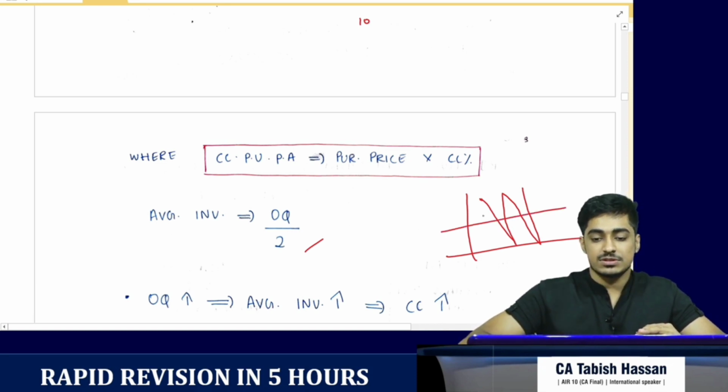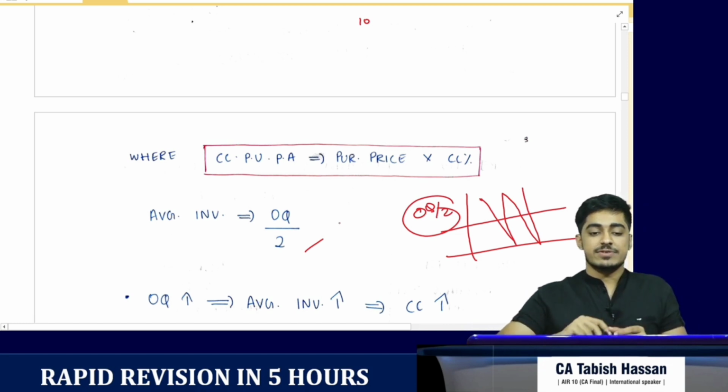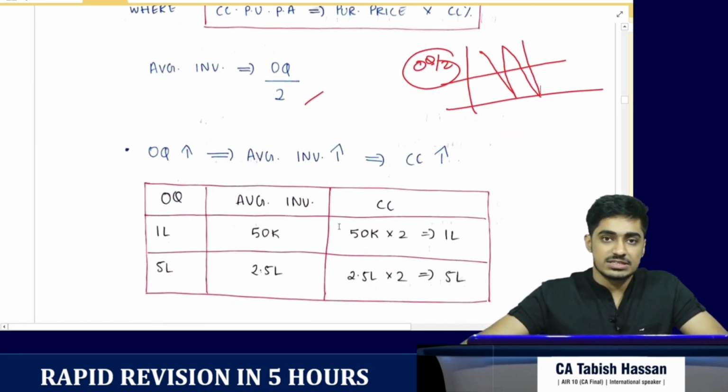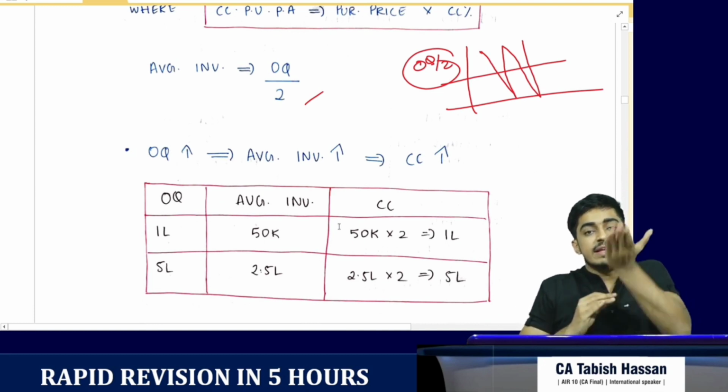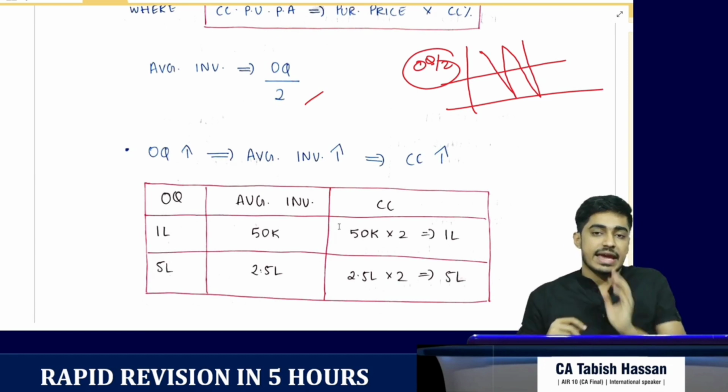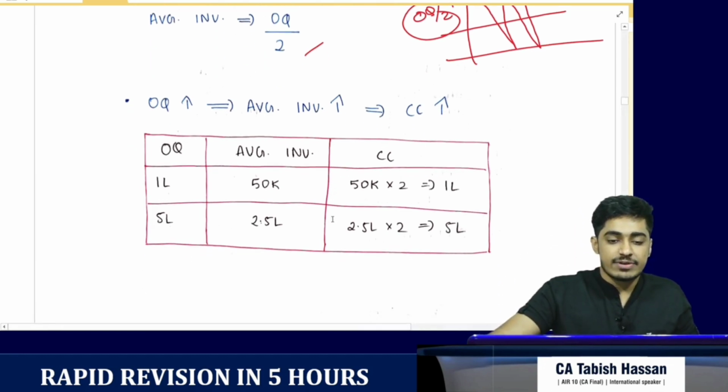It is 50% of this. That is order quantity divided by 2. So my average inventory is order quantity divided by 2. And again, one interesting observation: when the order quantity increases, the average inventory increases, and accordingly the carrying cost also increases. Let's have a look into that.